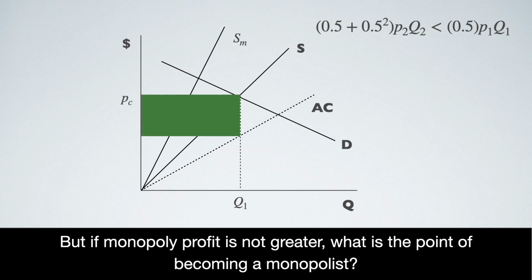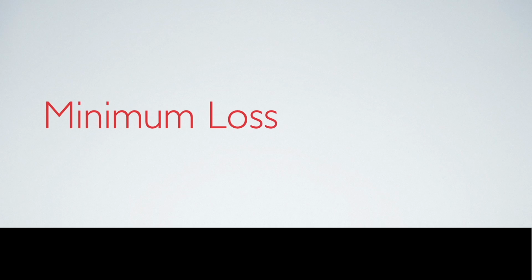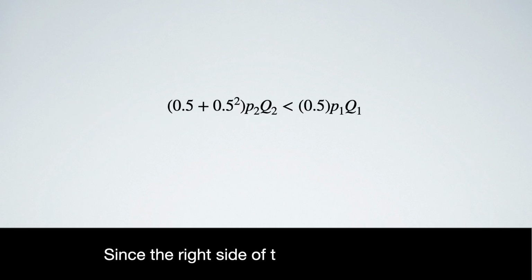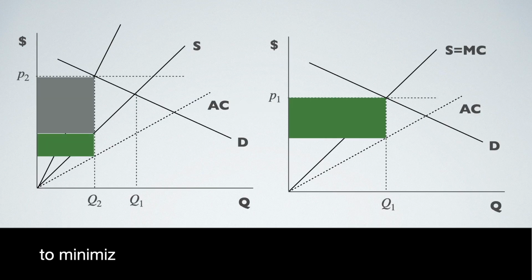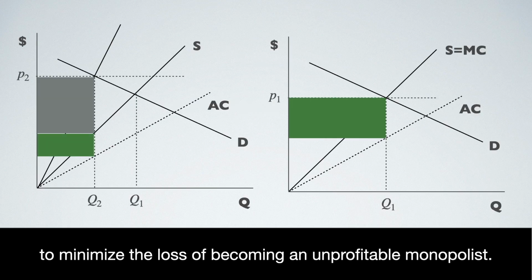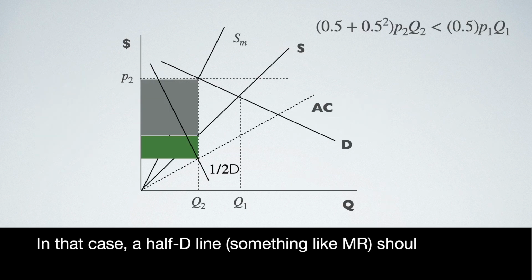But if monopoly profit is not greater, what is the point of becoming a monopolist? Minimum loss. Since the right side of this equation is fixed, the monopolist should focus on maximizing the left side to minimize the loss of becoming an unprofitable monopolist. In that case, a half-D line, something like MR, should intersect at AC, not S.